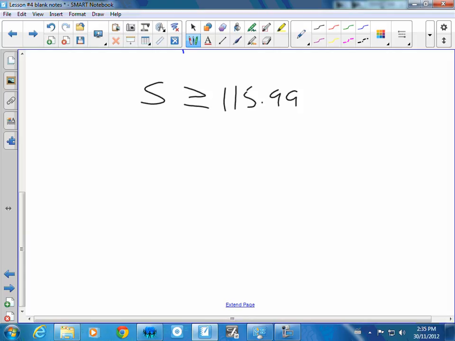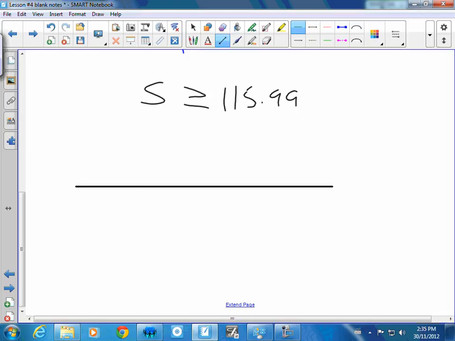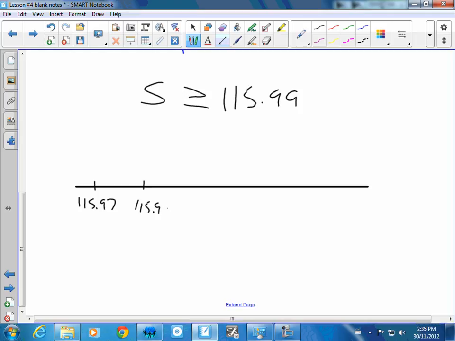Could you do that? The only thing is where would your dot be? Really close to the main one, right? Okay. Well, it really doesn't matter. There's a multitude of ways. If you want to go up by, let's go up by pennies. How about that? So let's do this here. 115.97, 115.98, 115.99.